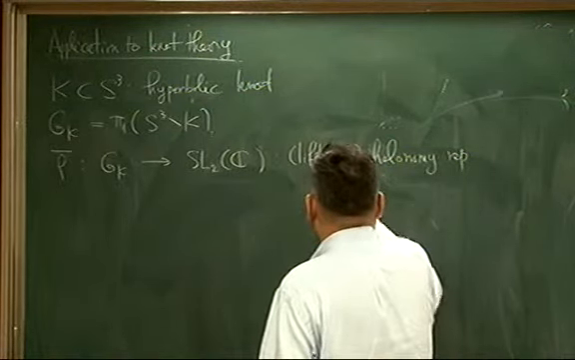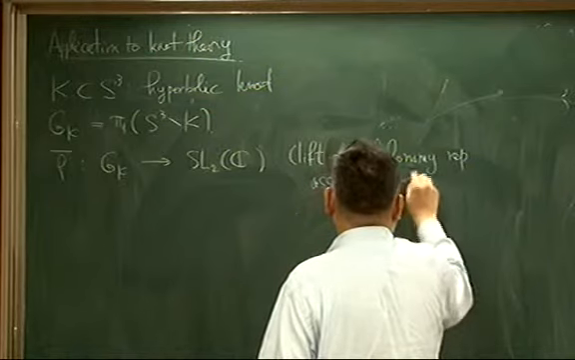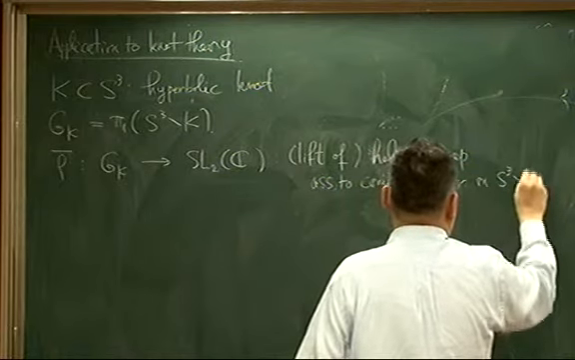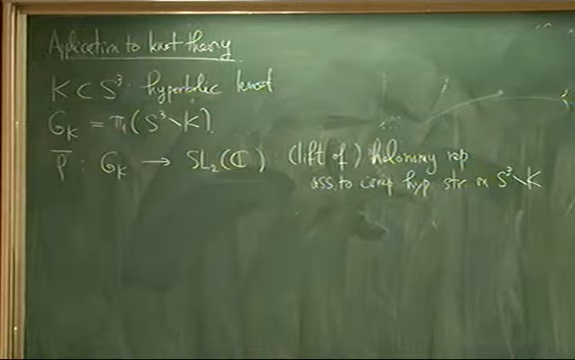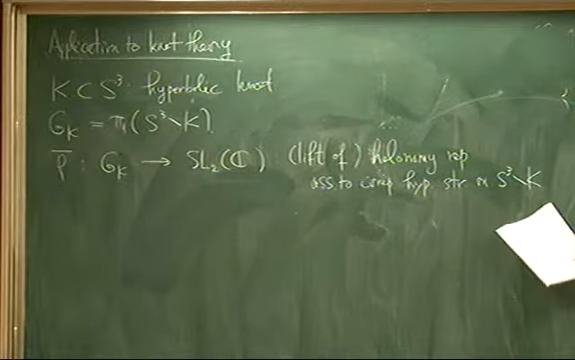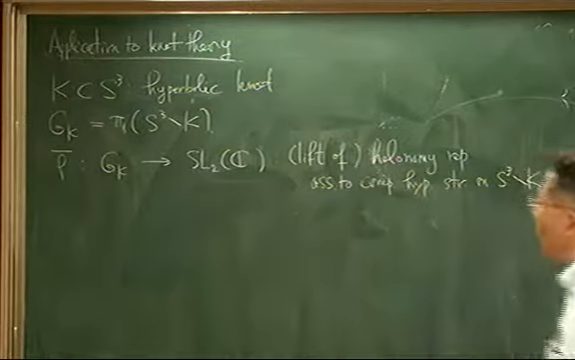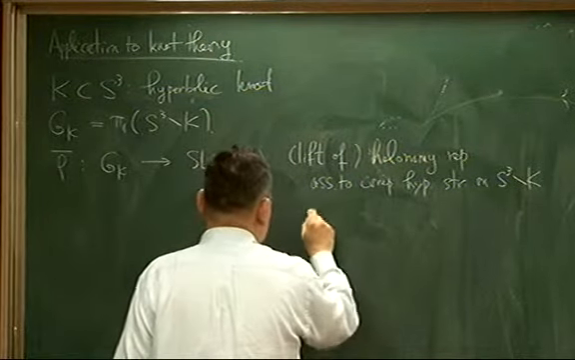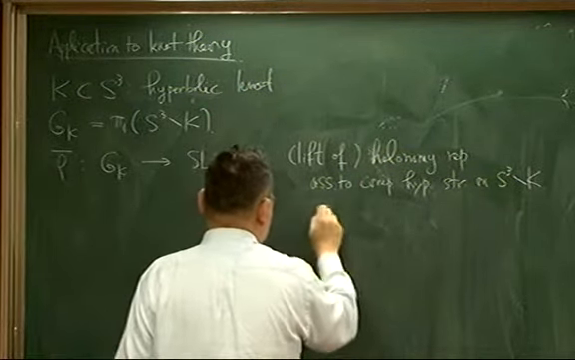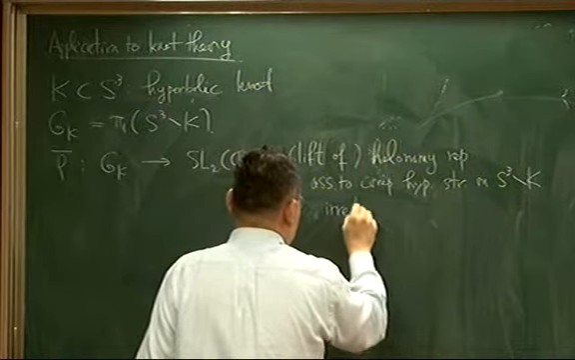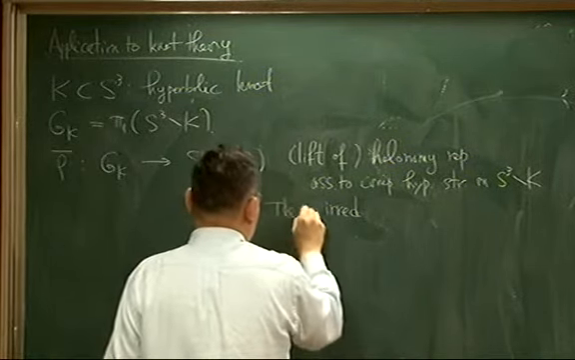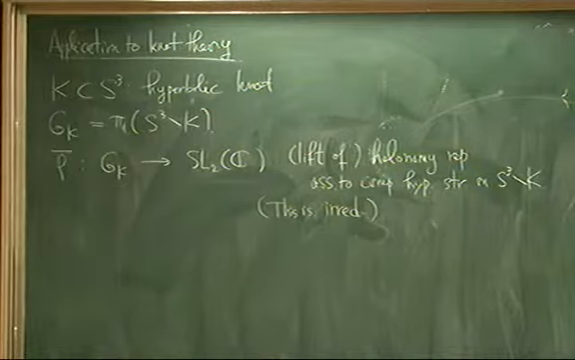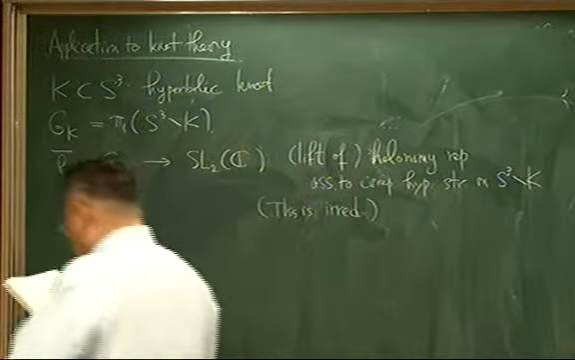It is associated to the complete hyperbolic structure on the knot complement. As I said, this is a complete hyperbolic three-manifold of finite volume, and then we have the associated holonomy representation. It's known that this is absolutely irreducible. This is a known fact in topology.